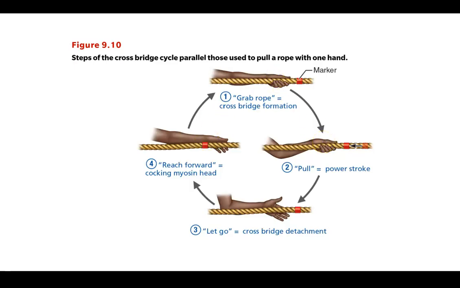So I have a little brain exercise for you, right? Thought exercise for you on this. Where on this diagram would ATP come in? So when is ATP binding to myosin and when is it being hydrolyzed? So let me just write that down. When on this diagram is ATP binding to myosin and when is hydrolysis occurring? Right, so like the grab rope, the pull, the let go, the reach forward, which two of these refers to binding and then hydrolysis?